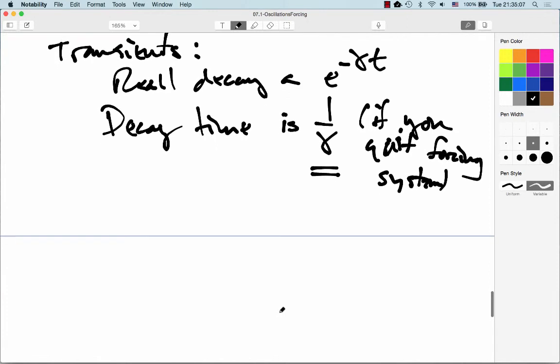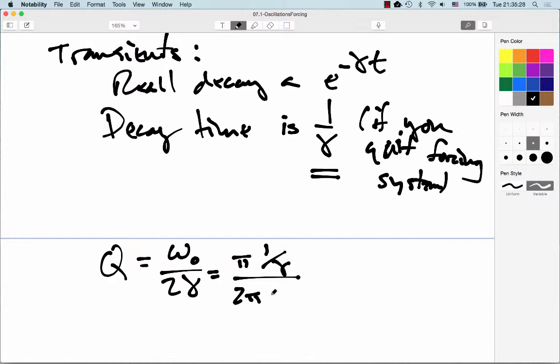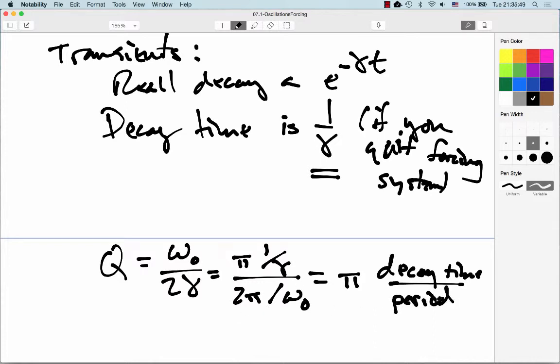So going back to that thought for a moment here, we said that the quality factor was omega naught over 2 gamma, right? Let's multiply numerator and denominator by pi because I feel like it. So this will be pi, and then times 1 over gamma, over 2 pi, and then that's over omega naught. Okay, so this gives me a pi out front. This 1 over gamma was what we found to be the decay time. And then that's just the period of the resonant oscillation.